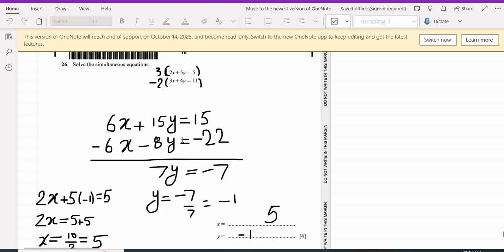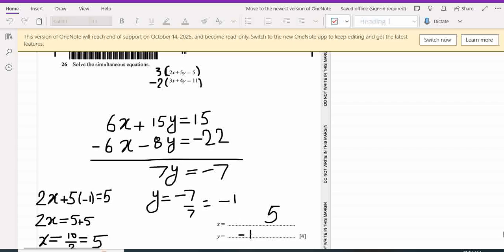equal to minus 22. Add them, plus 6x minus 6x is cancelled, so we get 15 minus 8 is 7. 7y is equal to 15 minus 22 is minus 7. Shift this 7 to the right hand side, it becomes minus 7 over 7. Minus 7 over 7 is minus 1, so y is equal to minus 1.